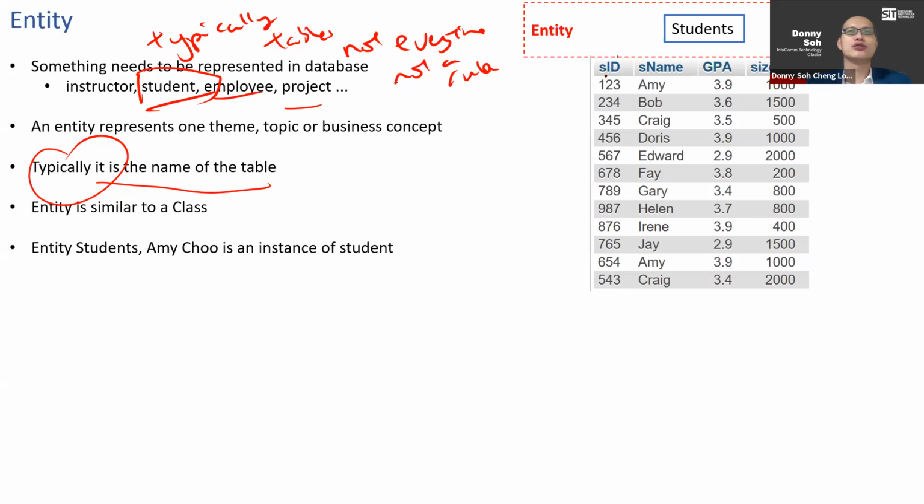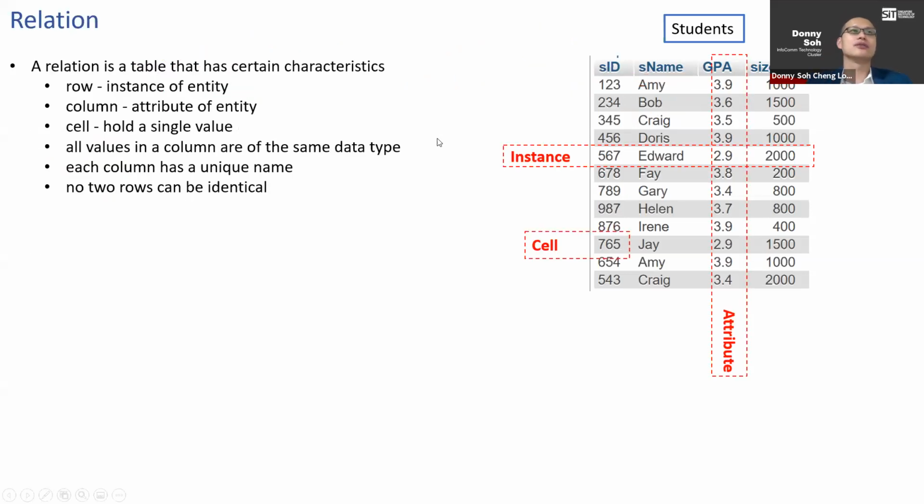So in entity, students, Amy Chu, where's Amy Chu? Amy Chu is not here. Maybe this person, Amy Chu, is one of the instances of the student. So if you put it into the class context, entity is like a class, and this entire row is an instance of the student. So a row is an instance of the entity. Column, if we convert this to a class kind of understanding, is an attribute of the entity. So the GPA is an attribute.